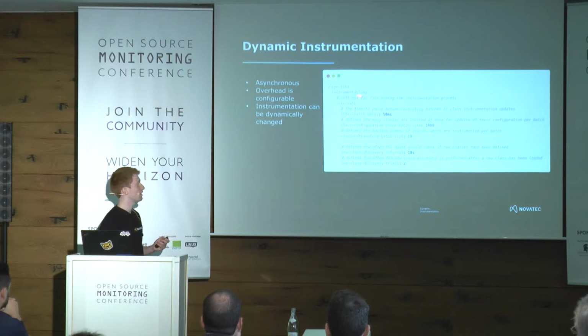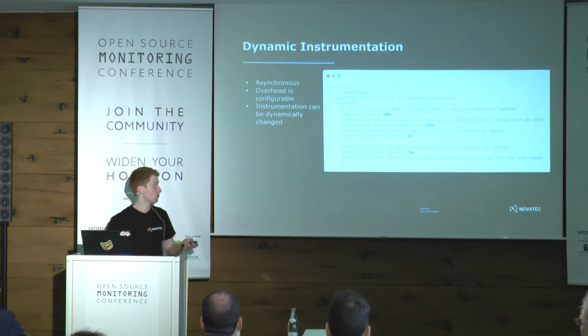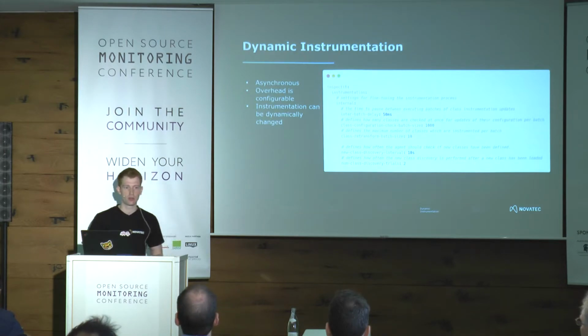So you can define an inter-batch delay, which says, okay, which time should be between such batches. So the instrumentation will be done in batches. So you can just define the number of classes which will be transformed per batch, and also the inter-batch delay. So with those two variables, you can simply define the overhead. Because if you just increase the inter-batch delay, there will be less overhead for sure. So that's basically the idea of configuring the overhead.